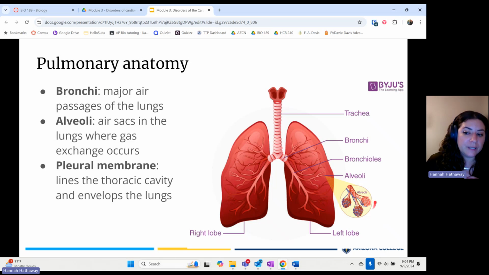So the alveoli, once again, is where the gas exchange actually occurs. They are the functional unit of the lung. As we just learned, if they become filled with fluid, they're not going to work as well. Also, if they become damaged or compressed, then you're going to have respiratory dysfunction. And then finally, the pleural membrane, that's the membrane that is lining the pleural space. The pleural cavity, once again, is that space between the lungs and the chest wall.